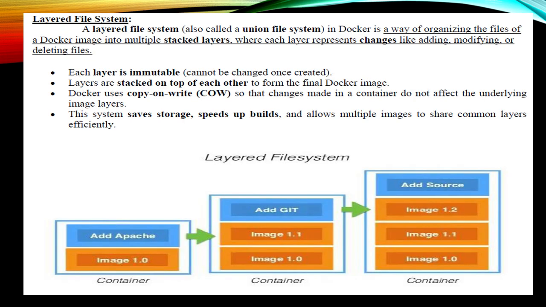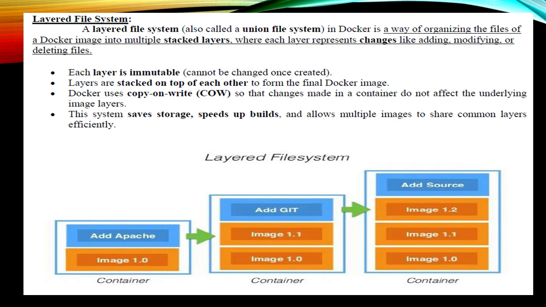We will see the layered file system. The layered file system in Docker is a way of organizing the files of Docker images into multiple stacked layers, where each layer represents changes like adding, modifying or deleting files. Each layer is immutable, which means it cannot be changed once it is created. Layers are stacked on top of each other to form the final Docker image.